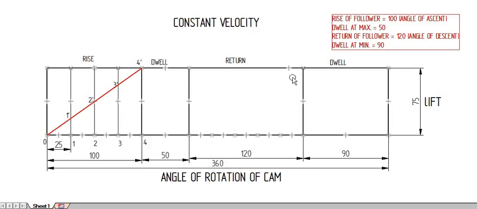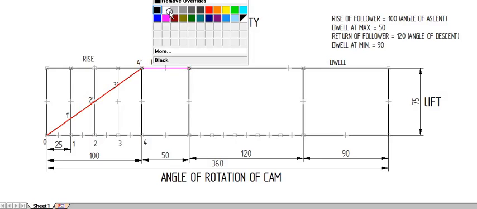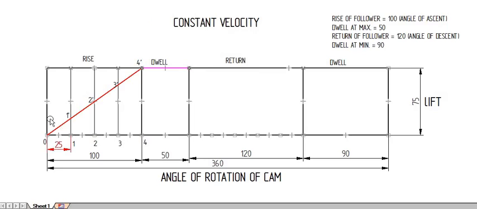Now dwell at the maximum is for the next 50 degree. So maximum is this one, and this will be dwell at the maximum. There will be no follower displacement. The displacement of the follower will be 0 at this point. Zero means it will not move from where it stopped, that is from 4 dash. It stopped at 4 dash, then it will remain at 4 dash till the end of 50 degree. I am drawing this as red. So our graph has reached this point.